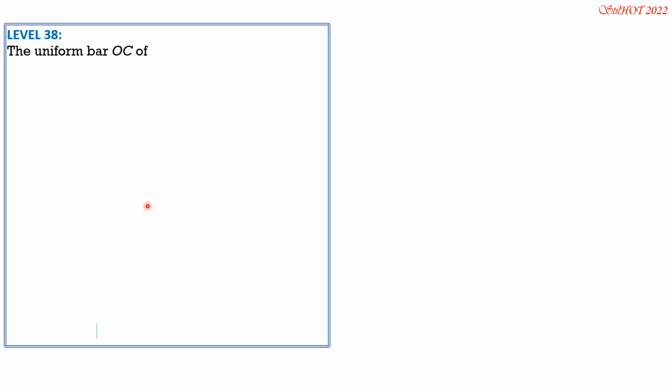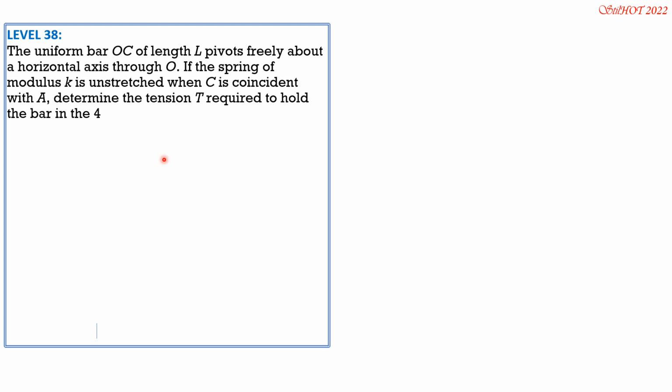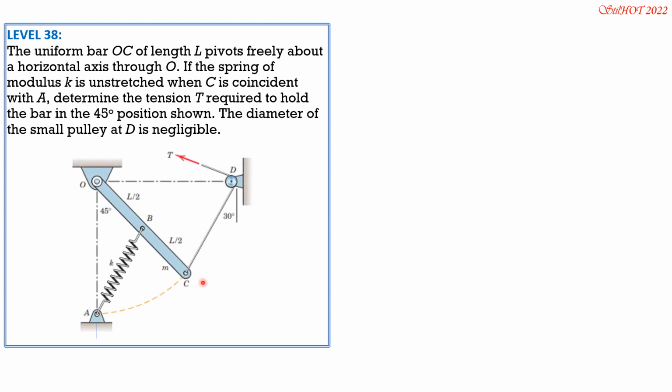Problem 38. The uniform bar OC of length L pivots freely about the horizontal axis through O. If the spring of modulus K is unstretched when C is coincident with A, determine the tension T required to hold the bar in the 45-degree position shown. The diameter of the small pulley at D is negligible. So here is the given figure.